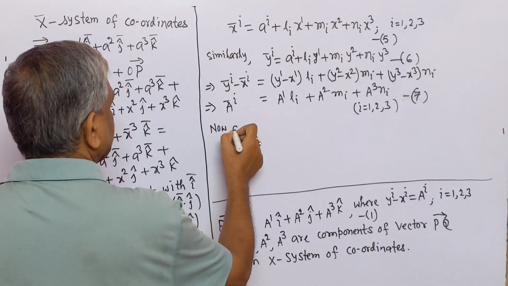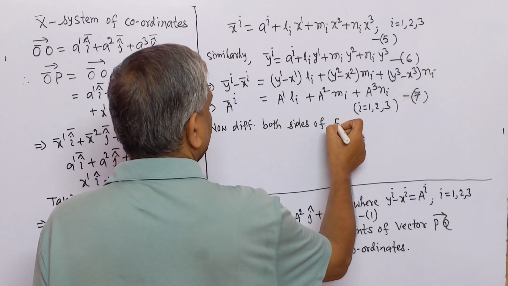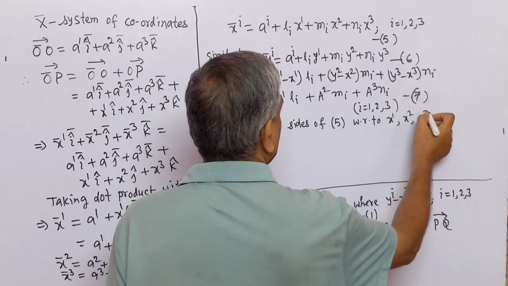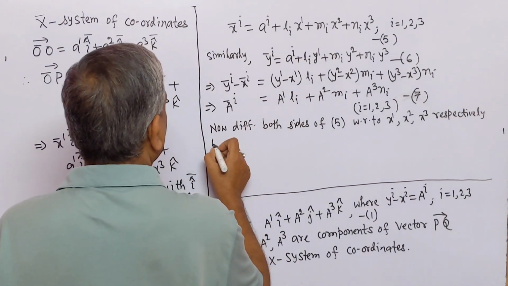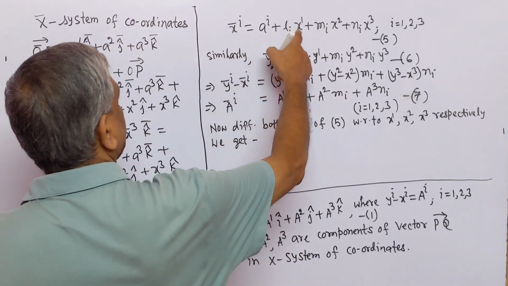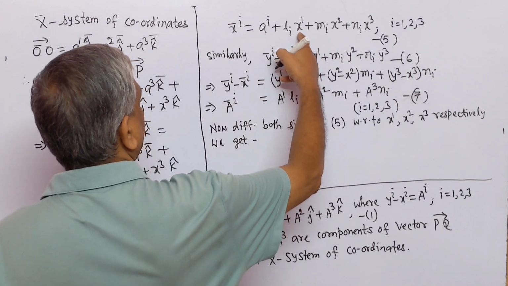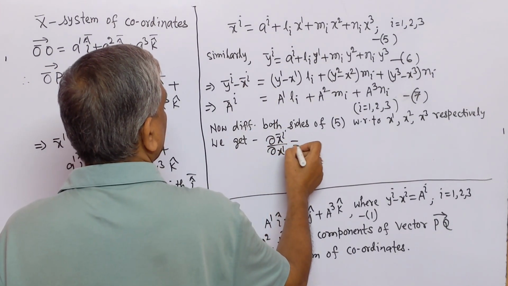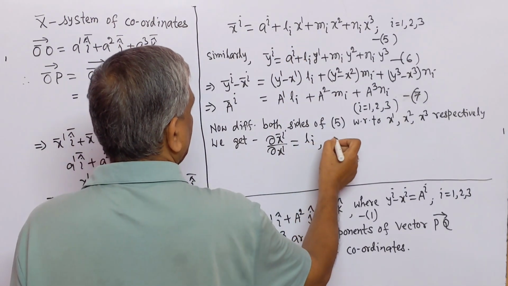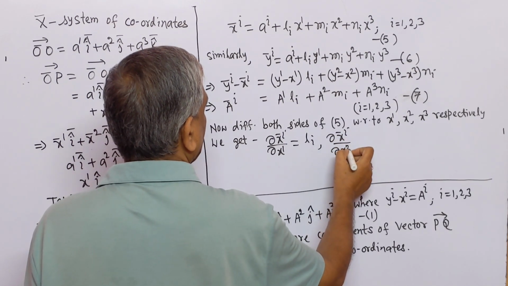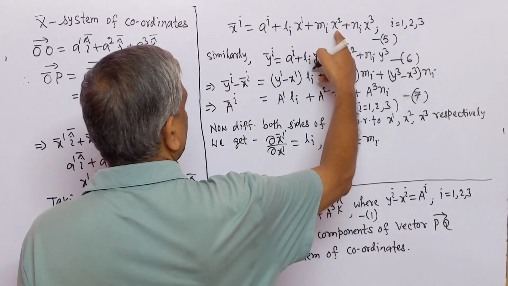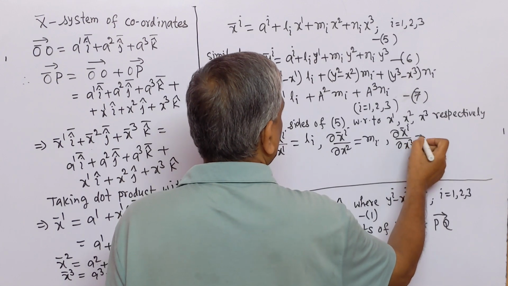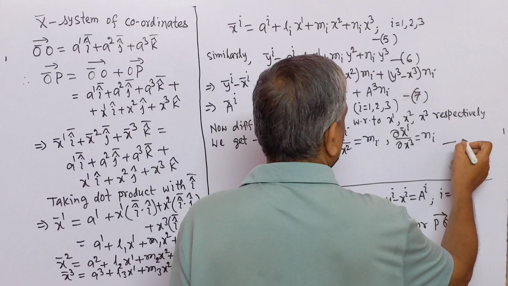Now differentiating both sides of 5 with respect to x1, x2, x3 respectively, we get, if we differentiate this equation with respect to x1, del x bar i by del x1 equal to Li, del x bar i by del x2 equal to Mi, and del x bar i by del x3 equal to Ni. Let these equations be 8.